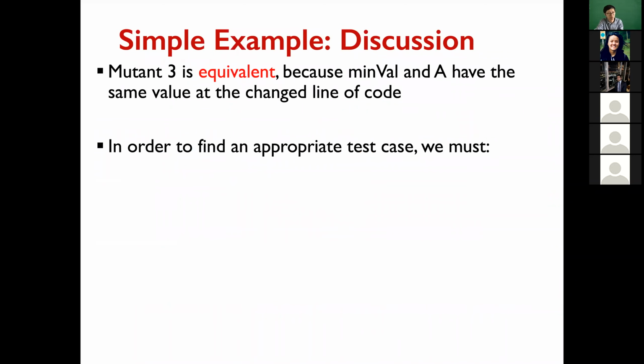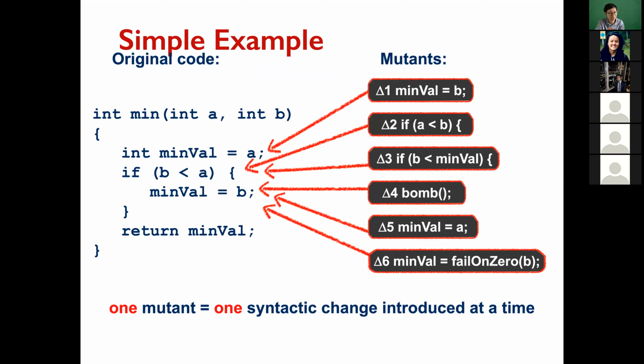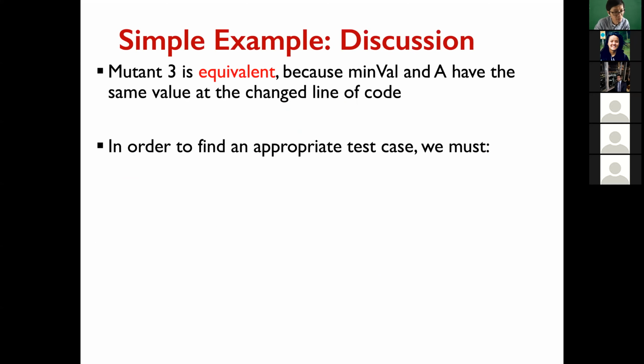So here we see that mutant 3 is equivalent, right? Because A is assigned to mean value in the original program, the if contains B smaller than A, and we change it to B smaller than mean value. But A and mean value are the same. So the third mutant is equivalent to our original program. So we call it an equivalent mutant, okay?